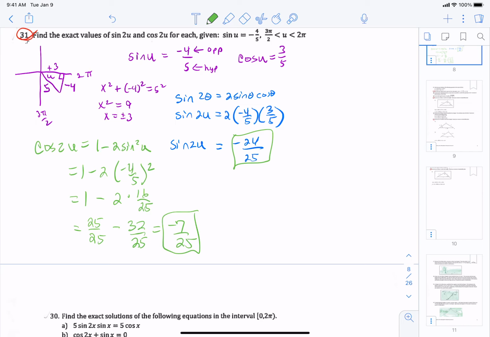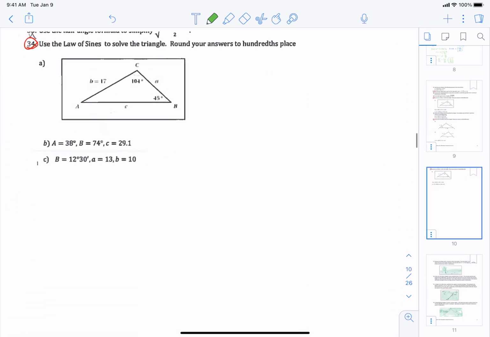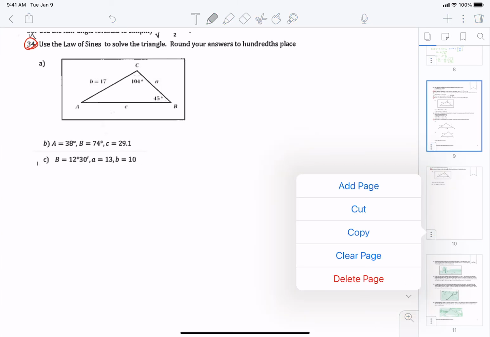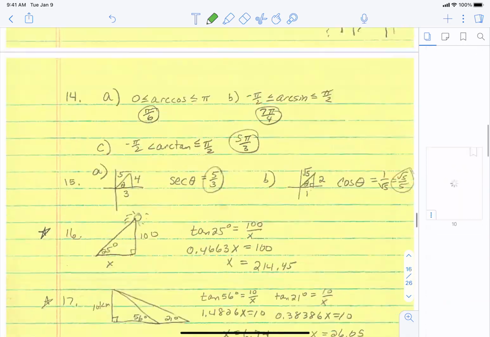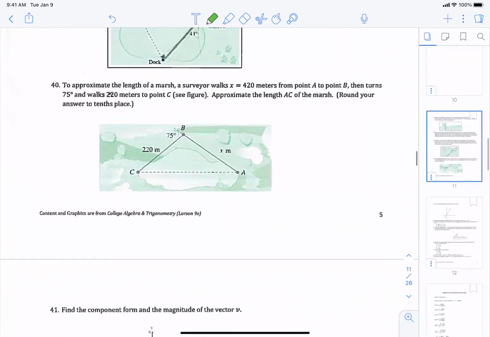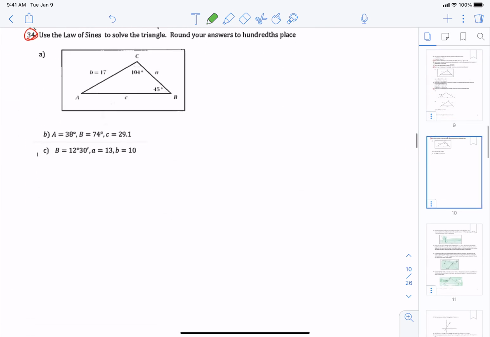The next one I had circled was 34, the law of sines. I'm only going to do 34a, just for time. I want you to finish 34b and c on your own. Remember, at the bottom of this packet, if you scroll down, all the answers are right there. So let's just start out with 34a. You can do b and c hopefully by yourself.